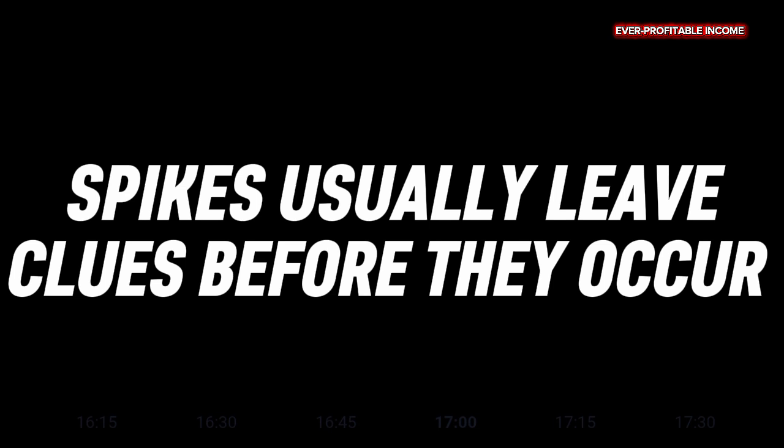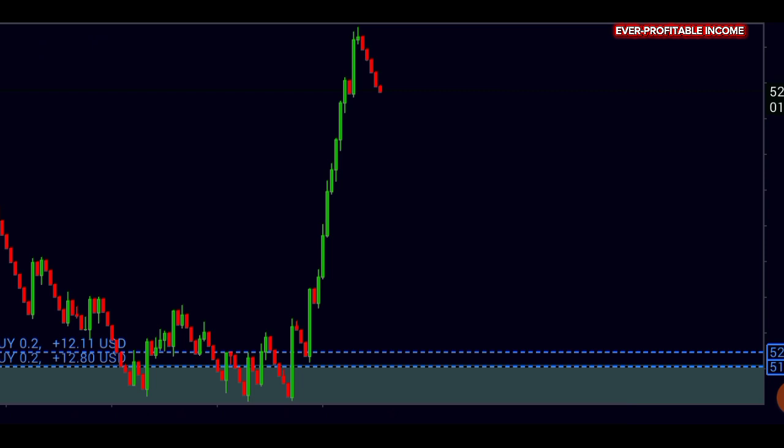Now, the secret is this. Spikes usually leave clues before they happen. Every spike usually leaves clues before it happens. Before a Boom spike happens, it will give you a clue. Now, we're going to talk about those clues and the things you have to look out for in order for you to know if it is time for Boom to spike.